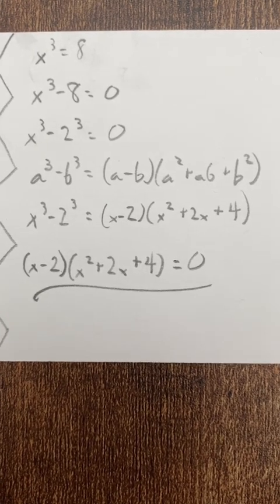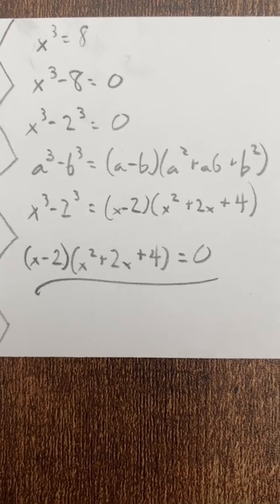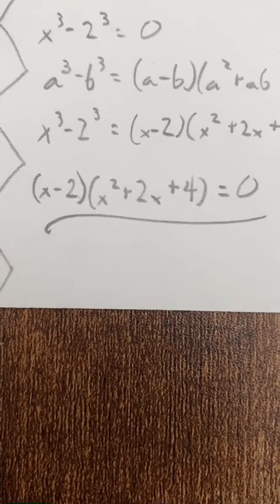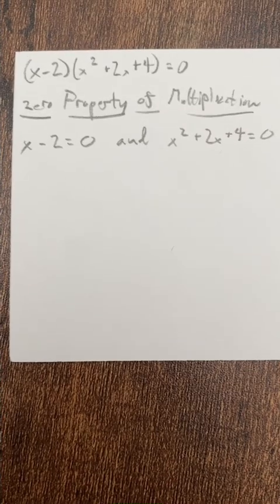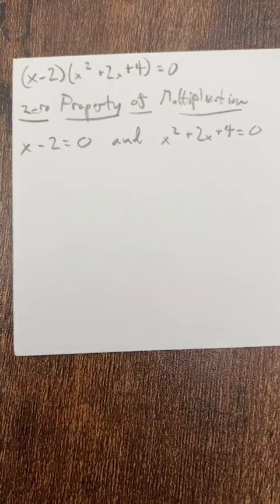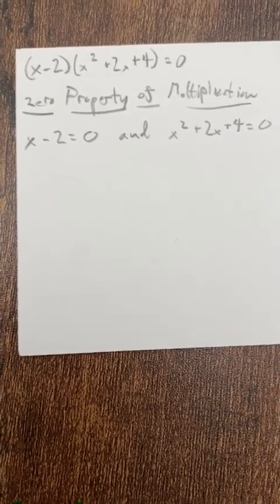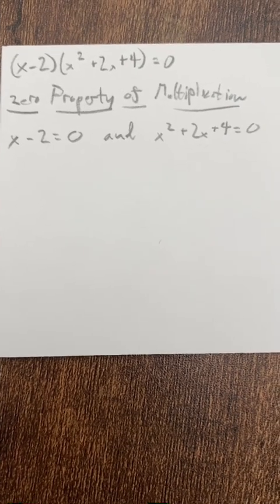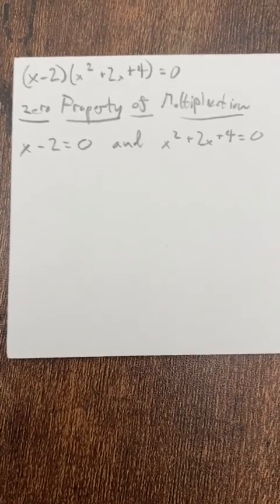So by using the factored version of the difference of 2 cubes, we can get this statement equals 0. From there, since the equation is equal to 0, we can use the zero property of multiplication to say that if either of these statements is equal to 0, then it will cancel out whatever the other statement is equal to, and we will get the correct answer here of 0.